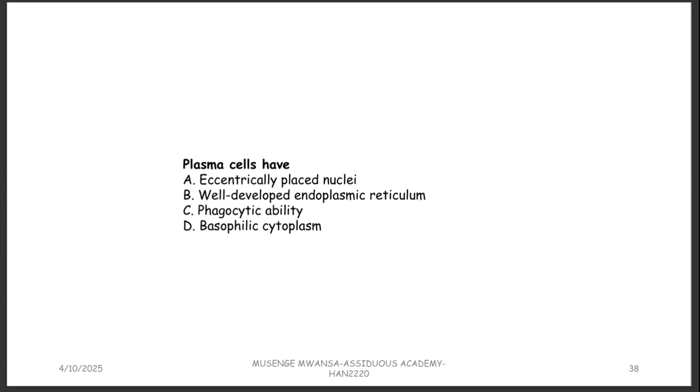Which one can you pick? I'll read again. Plasma cells have A, eccentrically placed nuclei, B, well-developed endoplasmic reticulum, C, phagocytic ability, D, basophilic cytoplasm. Any thought? Okay, our friend says basophilic cytoplasm. Mabel says basophilic cytoplasm. Memory says C, phagocytic ability. Okay, let's hear again. Anyone else?